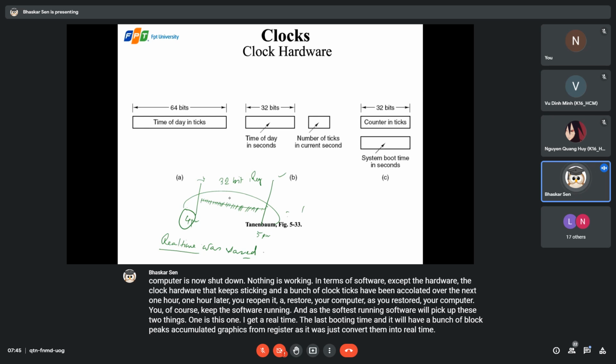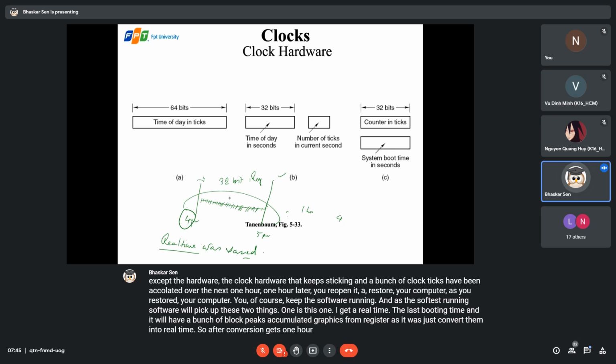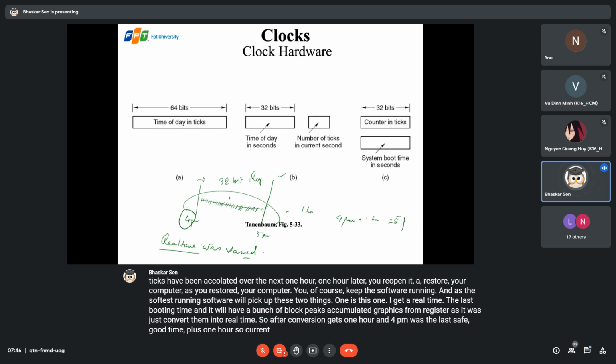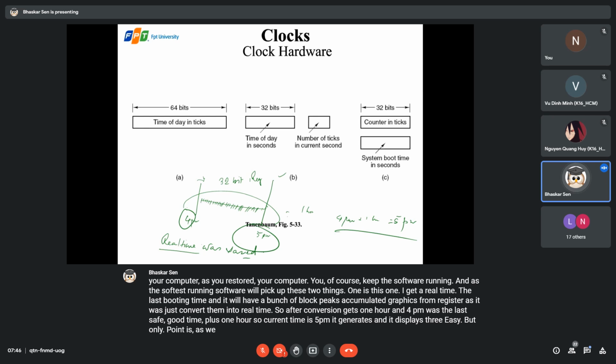It will just convert them into real time. So after conversion, it gets 1 hour, and 4 p.m. was the last saved boot time plus 1 hour. So current time is 5 p.m. It generates and it displays to you. Easy. But the only point is, as we know, the 32-bit register won't survive more than 2.5 years.